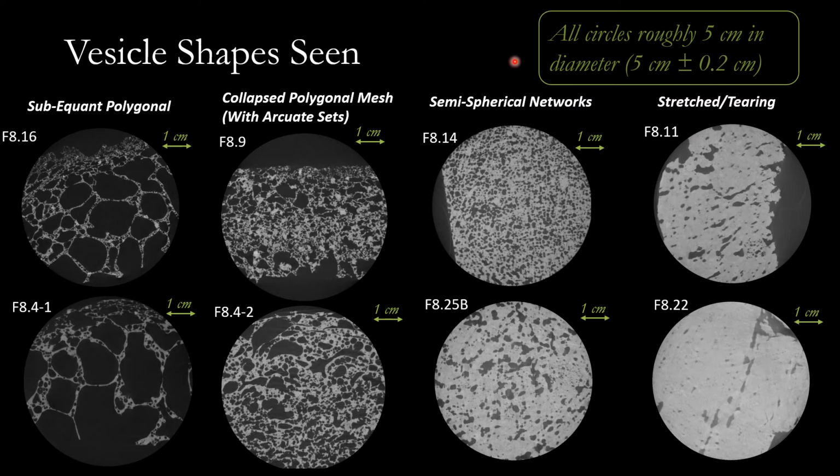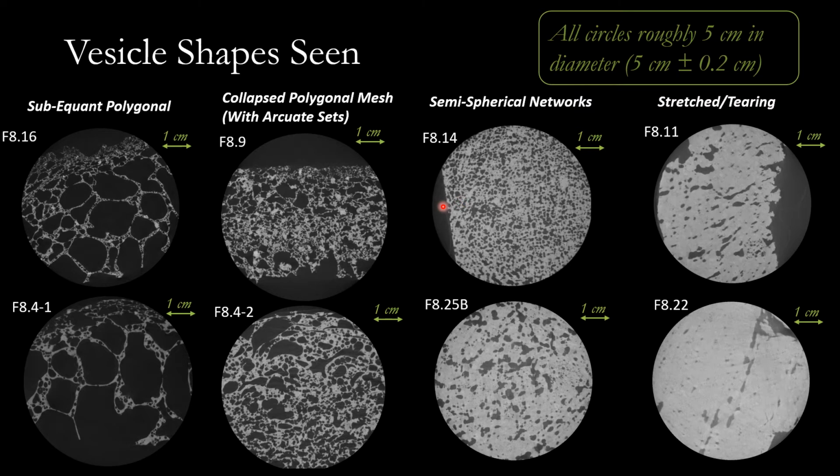So there were a variety of vesicle shapes that we saw in these samples. I'll start with the subequant polygonal vesicles. These are large, almost geometric in shape vesicles on the order of 1 to 2 centimeters. These tend to be very frothy samples close to the vent. From here we saw collapsed polygonal meshes, where they still retain some of the larger geometric shaped vesicles, but they are more deformed and more collapsed in their networks, even to the point of forming more arcuate shapes that kind of nest into one another in this sample.